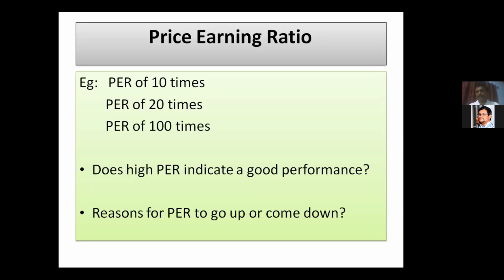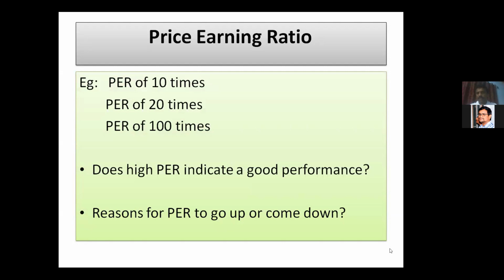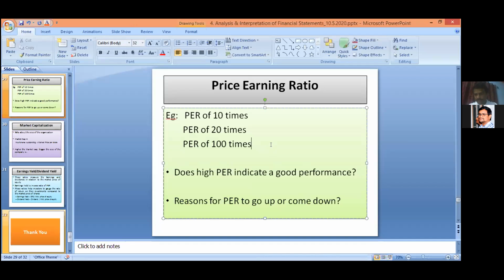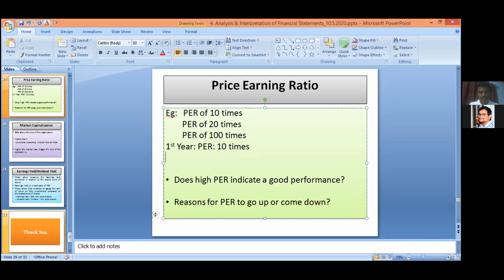ರೀಸನ್ಸ್ ಫಾರ್ P ratio ಟು ಗೋ ಅಪ್ ಆರ್ ಕಮ್ ಡೌನ್ ನೋಡಿದಾಗ ಅದು ನಮ್ಗೆ ಅರ್ಥ ಆಗುತ್ತೆ. ಈ ಫಾರ್ಮುಲಾ ನೋಡೋದಾದ್ರೆ ಫಸ್ಟ್ ಬುಲೆಟ್ ಪಾಯಿಂಟ್ ಅಲ್ಲಿ ಮಾರ್ಕೆಟ್ ಪ್ರೈಸ್ ಪರ್ ಇಕ್ವಿಟಿ ಶೇರ್ ಅಪಾನ್ ಇಪಿಎಸ್ ಇದೆ. ಓಕೆನಾ? ಈಗ ಲೆಟ್ ಮಿ ಯೂಸ್ 1 or 2 calculations here. ಫಸ್ಟ್ ಇಯರ್ಗೆ ಪಿ ರೇಷಿಯೋ ಇಸ್ ಈಕ್ವಲ್ ಟು 10 times ಇದೆ. ಸೆಕೆಂಡ್ ಇಯರ್ಗೆ the P ratio is equal to 20 times ಇದೆ.